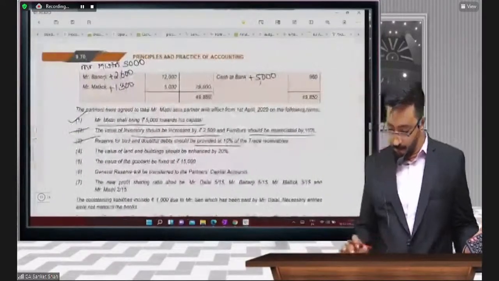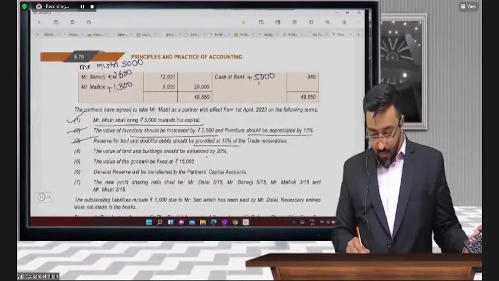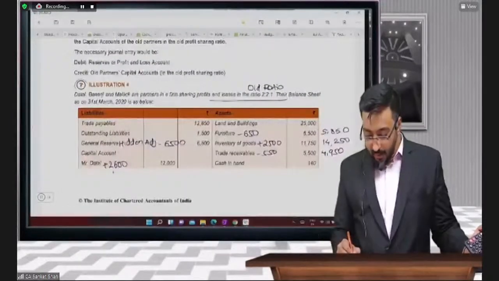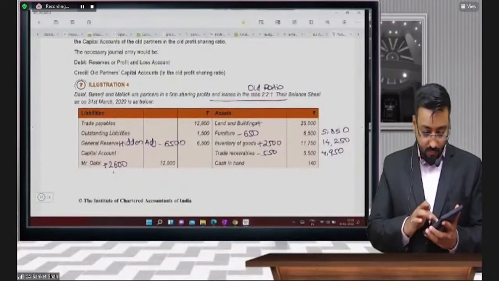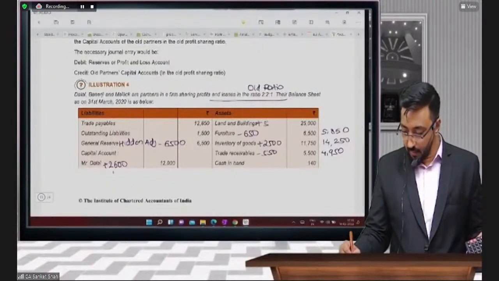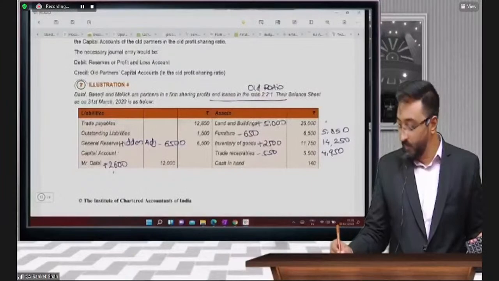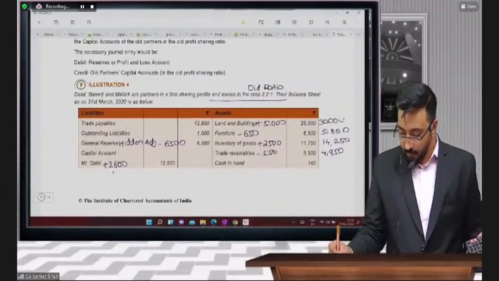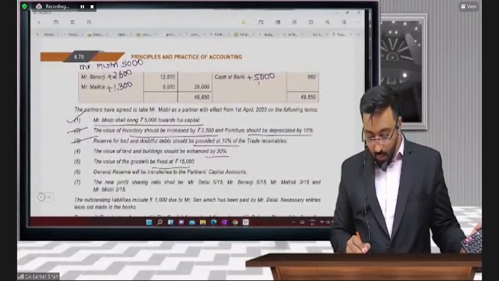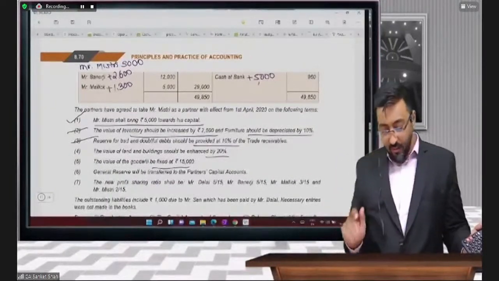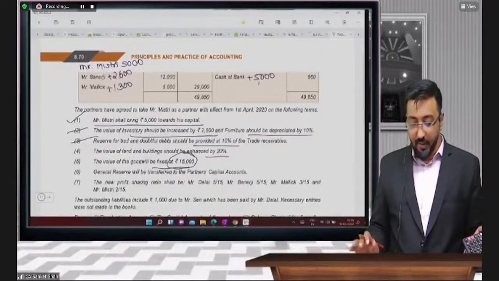$4,950. The value of the land and building is increased by 20%. 25,000, 20%, add 5,000, 30,000. The value of the goodwill is 15,000. Wait, so the value of goodwill is 15,000.